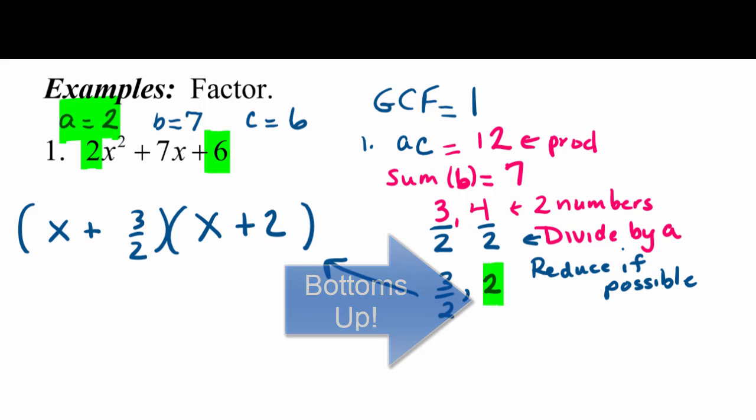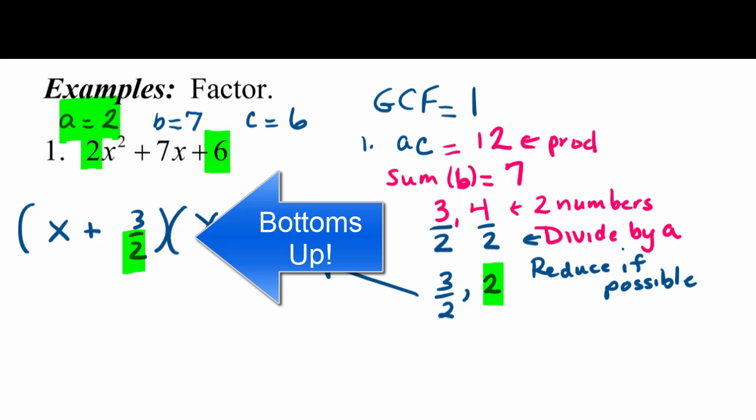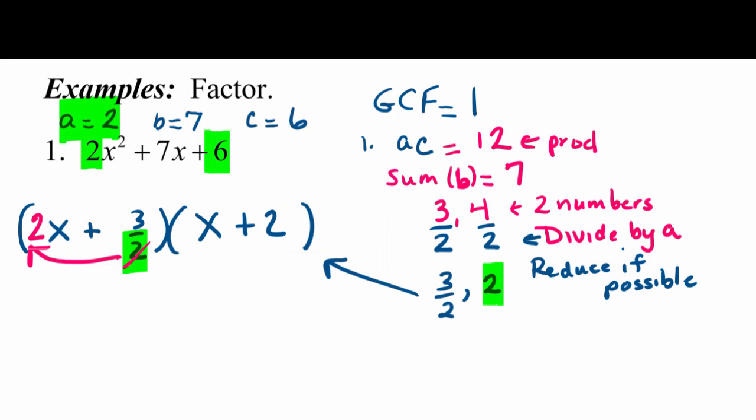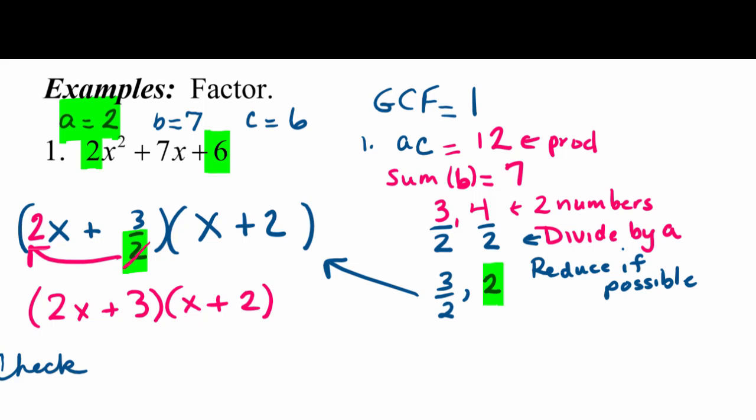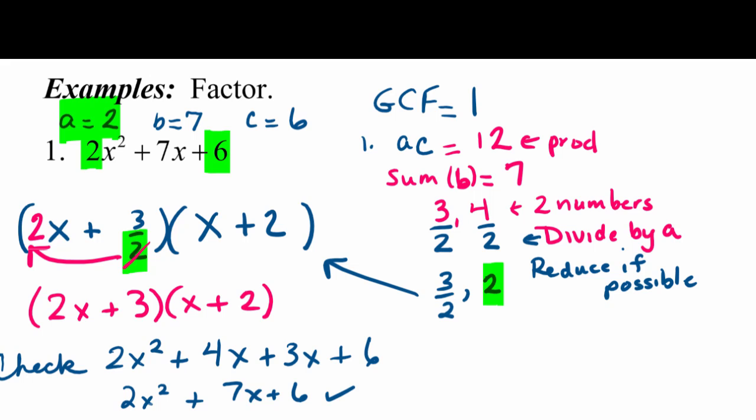But this is why the method is called bottoms up. This 2 is going to come up and become the coefficient of your x, and then it goes away from here. So 2x plus 3 times x plus 2. I'm going to FOIL this just for check purposes so you can see that this works. We get 2x squared, and then the outers give us 4x, the inside terms give us 3x, and the last give us 6. And there's our 7x. So you see that it really does check. Okay, so that's called the bottoms up.